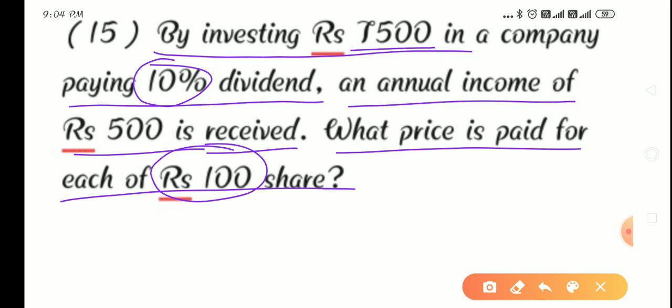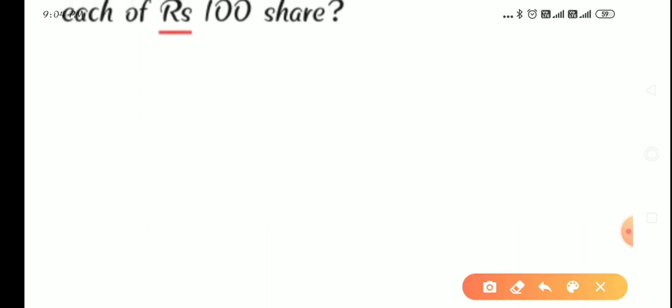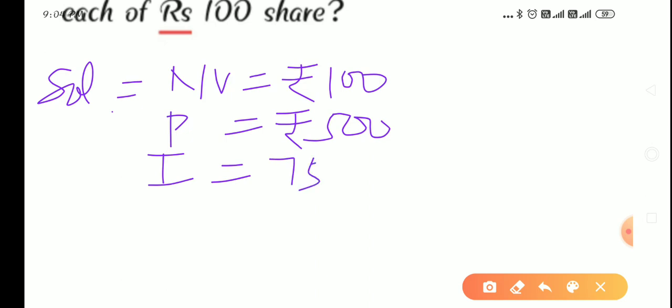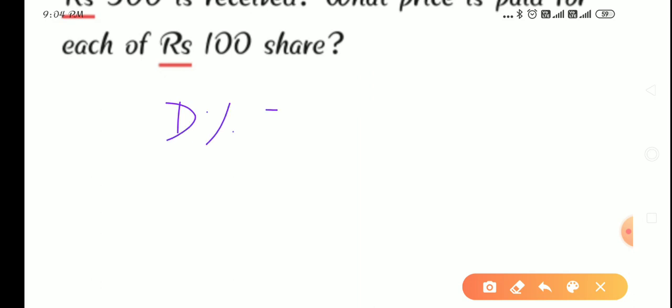So you see how to solve. So solution, NV rupees 100, profit or dividend you can write rupees 500, investment 7500, and one more thing is given, dividend percent 10%.